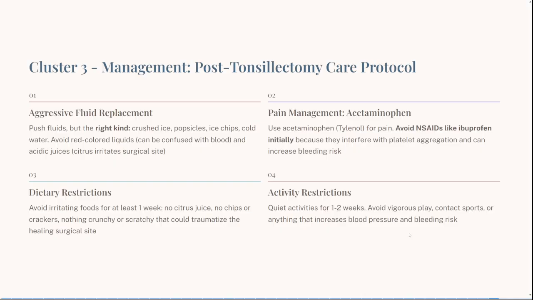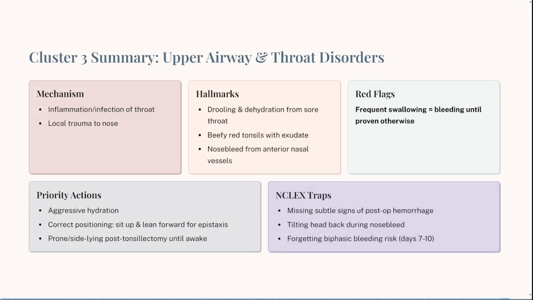Okay, final quick recap for the airway cluster. Mechanism? Inflammation, infection, or local trauma to the nose or throat. Hallmarks. Drooling and dehydration from a sore throat, those beefy red tonsils, and any uncontrolled bleeding. Red flags. The #1 post-op red flag is frequent swallowing. It means bleeding until proven otherwise. Priority actions. Aggressive hydration and controlling any bleeding with the correct positioning, sitting up and leaning forward. And the NCLEX traps to avoid. Missing the subtle signs of a post-tonsillectomy hemorrhage and that critical mistake of tilting a child's head back during a nosebleed.